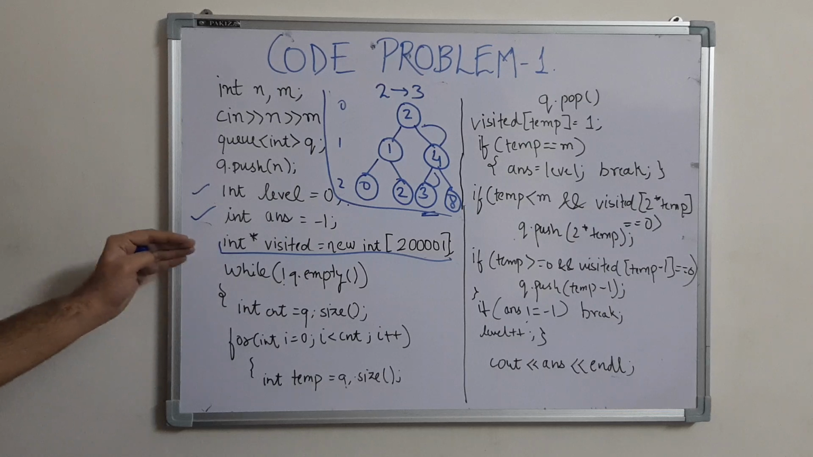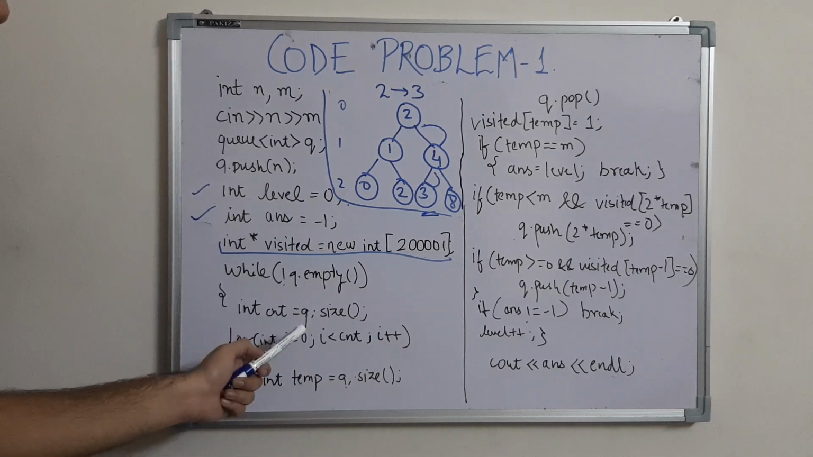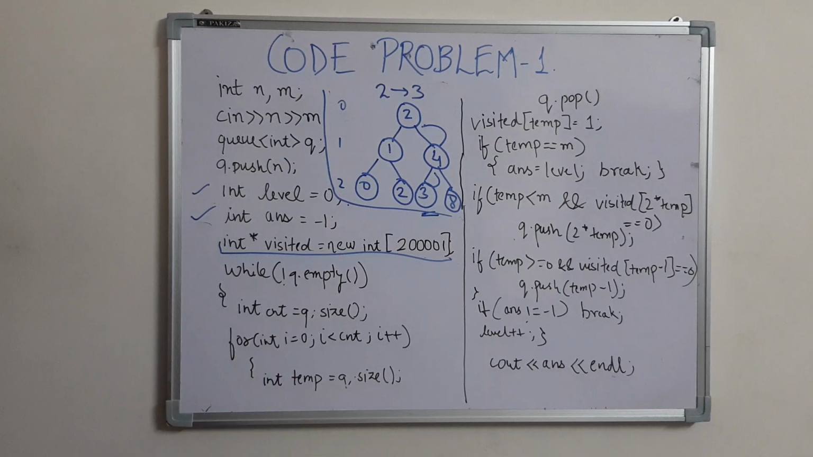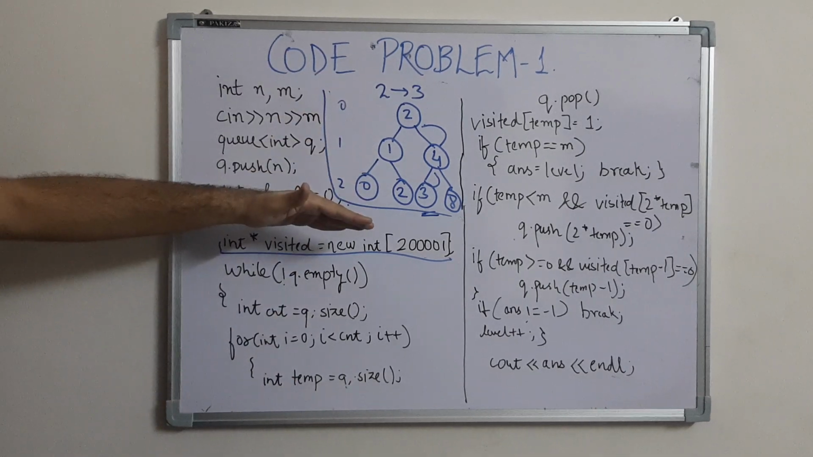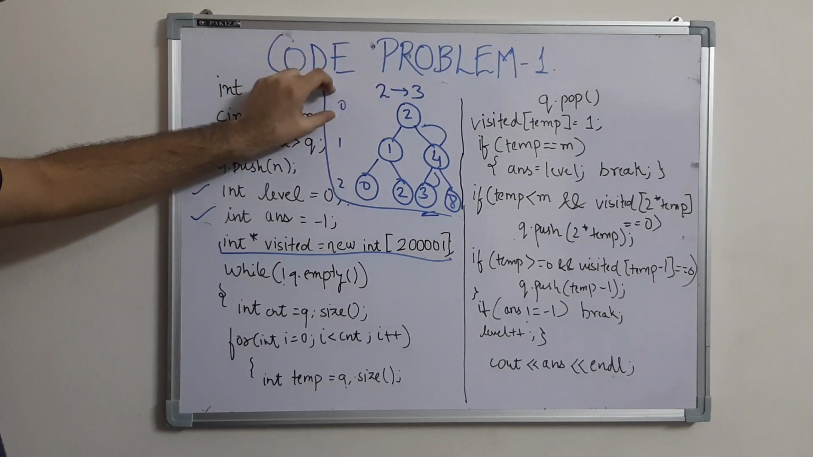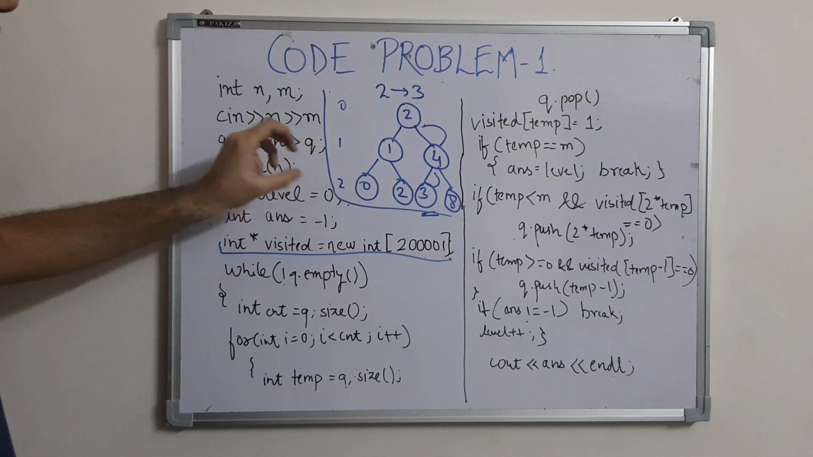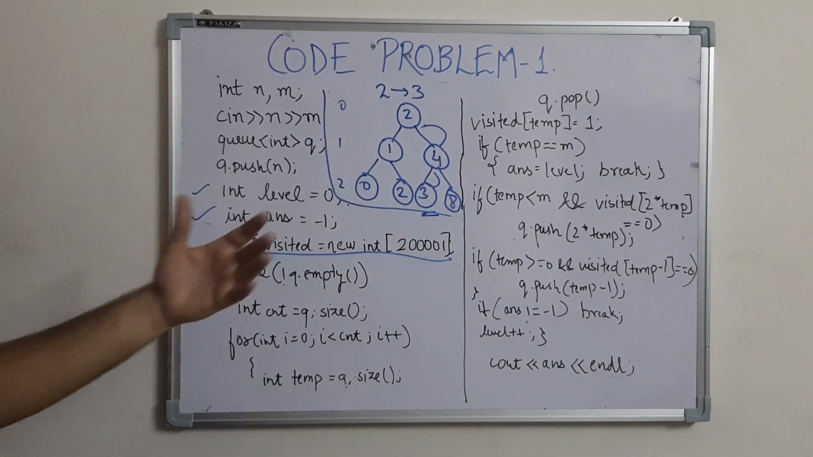Now I'll maintain a while loop, and I'll traverse till the queue becomes empty. What I'm doing is maintaining a count, which is the size of the queue, and I'm running a for loop till the count. Why I'm maintaining a count is that I need to do level by level traversal. First I will traverse level 0, then level 1, and then level 2. So I need to maintain a count of the level also.